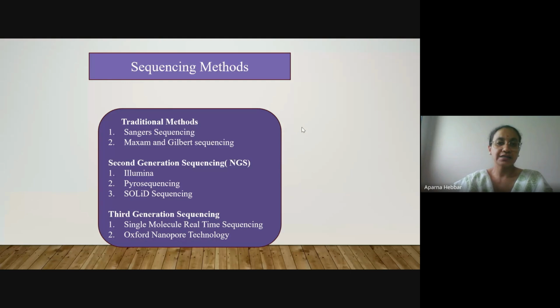Sanger sequencing and Maxam and Gilbert sequencing are the traditional methods involved in this. And coming to NGS, second generation sequencing, this is Illumina sequencing, pyrosequencing, then SOLiD sequencing that we are going to cover in detail today. Then apart from this, the third generation sequencing is SMRT, that is called single molecule real-time sequencing, and ONT, that is Oxford Nanopore Technology.